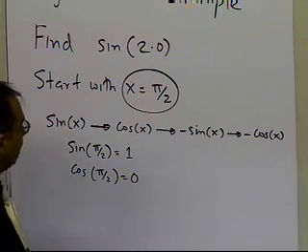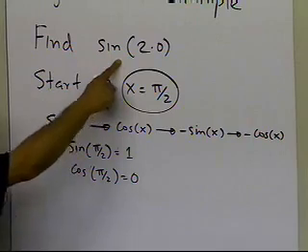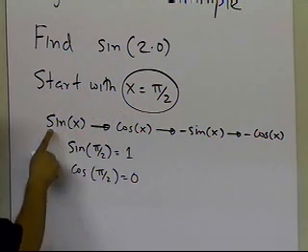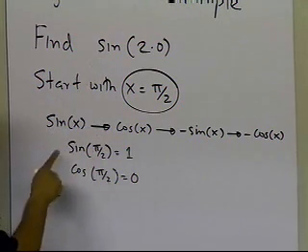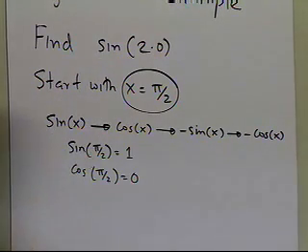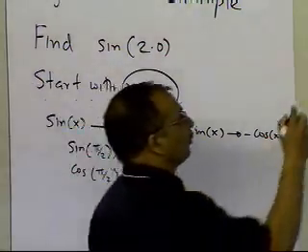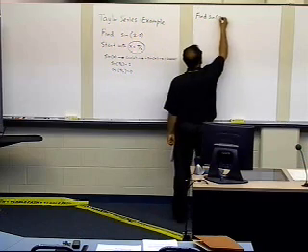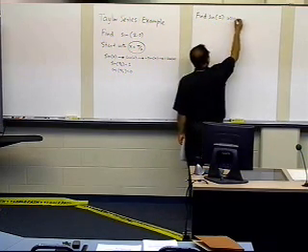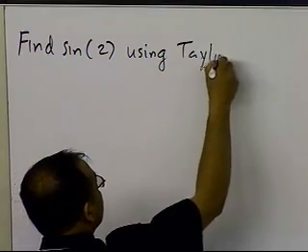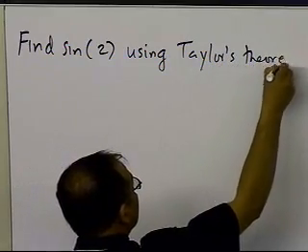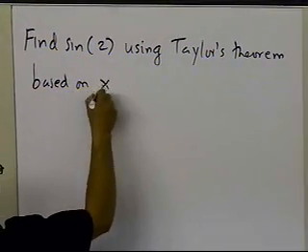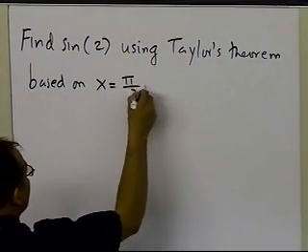So let's look at Taylor's theorem and see how we can calculate sine of 2.0, based on the fact that we know the value of the function sine of x and all its derivatives at x equal to pi by 2. So I'm going to reformulate the problem here: find sine of 2 using Taylor's theorem based on x equal to pi by 2.